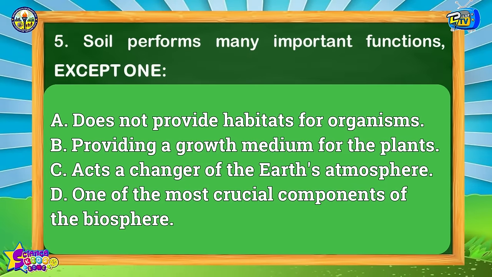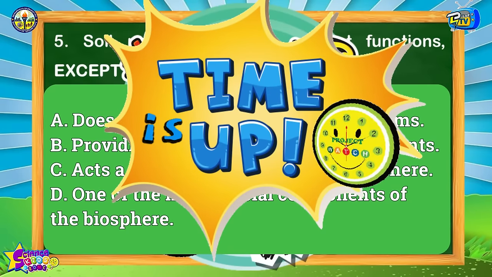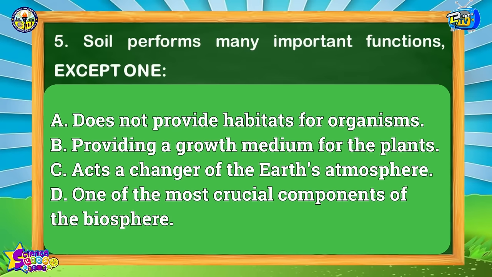Number 5. Soil performs many important functions except one. A. Does not provide habitat for organisms. B. Providing a growth medium for the plants. C. Acts as changer of the earth's atmosphere. D. One of the most crucial components of the biosphere. Timer starts now. Time's up. What is your answer? Amazing! You got it right! It's letter A. Does not provide habitat for organisms.